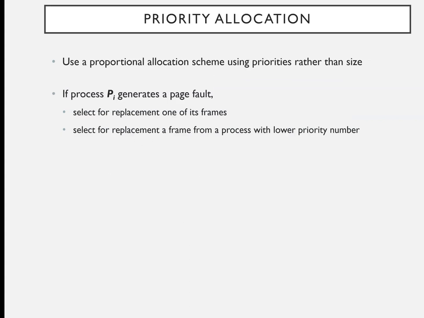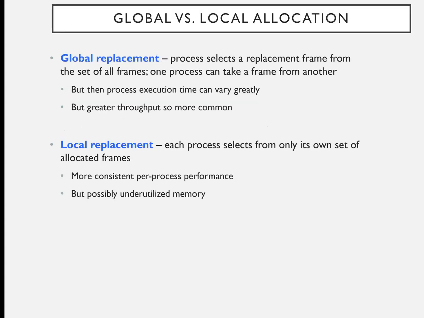We could also have a priority allocation, use a proportional allocation scheme using priorities rather than size. If process p_i generates a fault, we select a replacement from one of its own frames, or we select a replacement frame from a process with lower priority. This could result in lower priority processes running much slower if we're not careful.